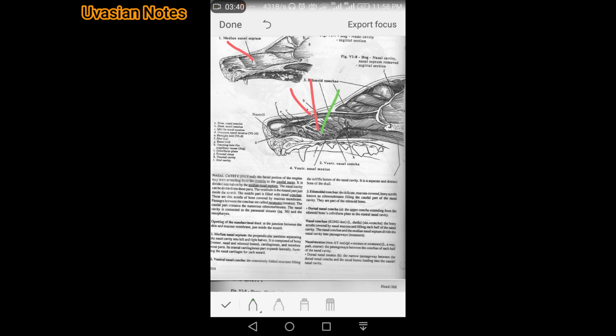Now there are passages between the conchae which are termed meatuses. Meatuses are the passages between conchae. We have the dorsal nasal meatus, which is between the nasal bone and dorsal nasal concha. Then we have the middle nasal meatus, which is between dorsal nasal concha and ventral nasal concha. And we have the ventral nasal meatus, which is between the ventral concha and the floor of the nasal cavity. So meatuses are basically the passageways.